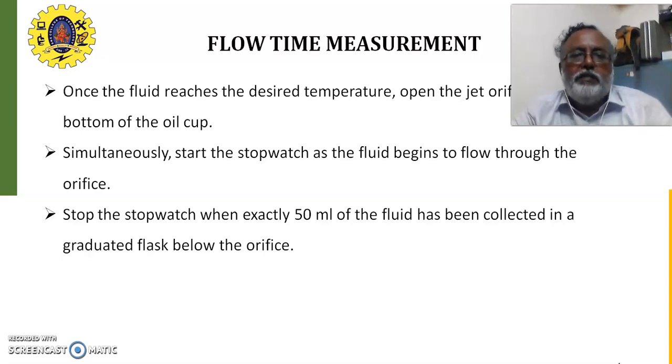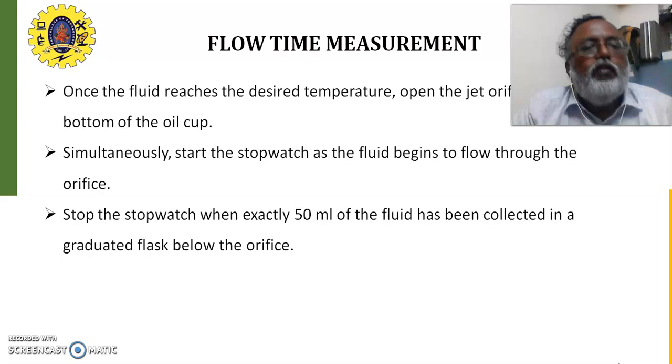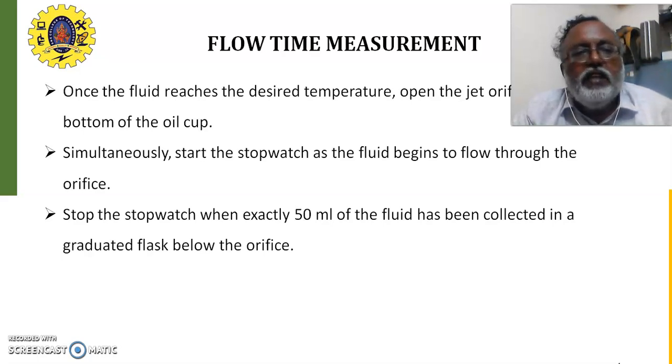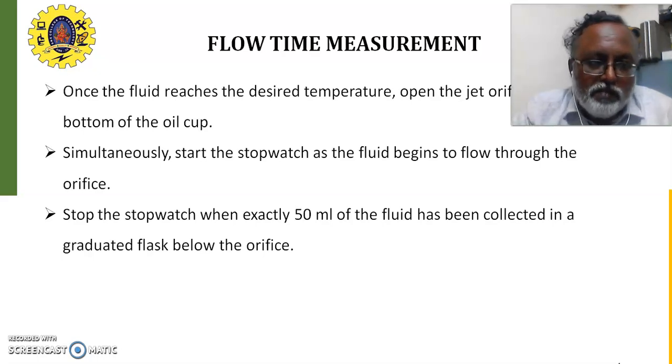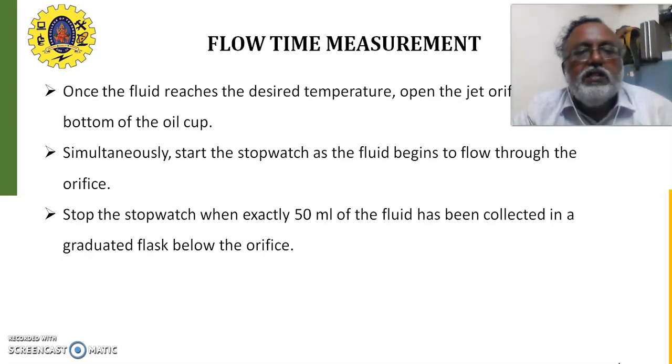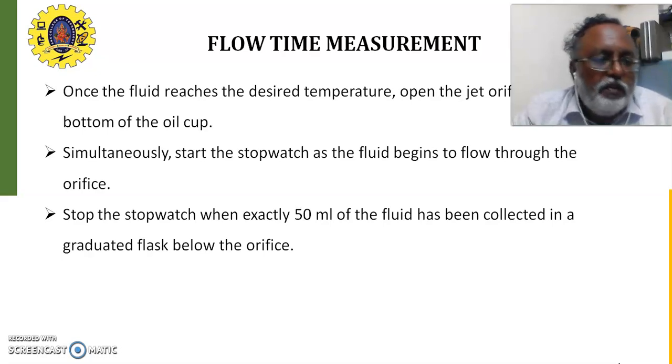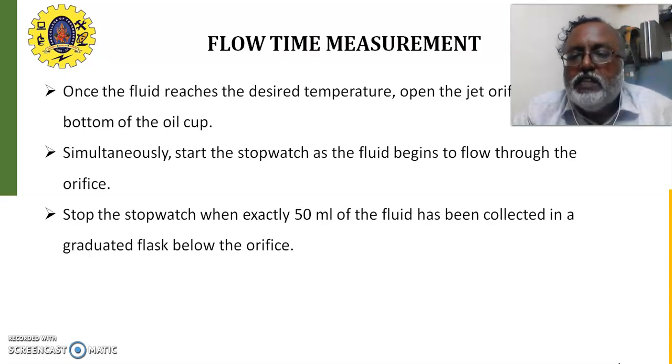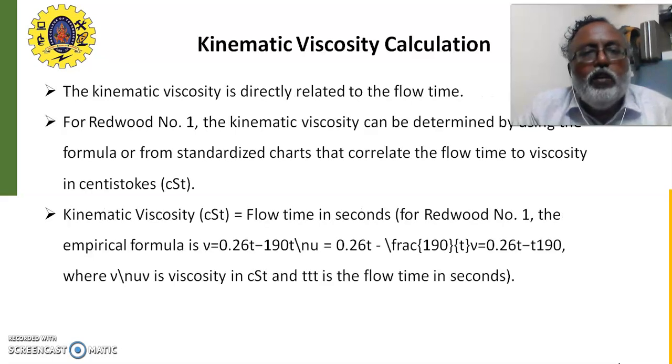Flow time measurement. Once the fluid reaches the desired temperature, open the jet orifice at the bottom of the oil cup. Simultaneously, start the stopwatch as the fluid begins to flow through the orifice. Stop the stopwatch when exactly 50 ml of the fluid has been collected in a graduated flask below the orifice.